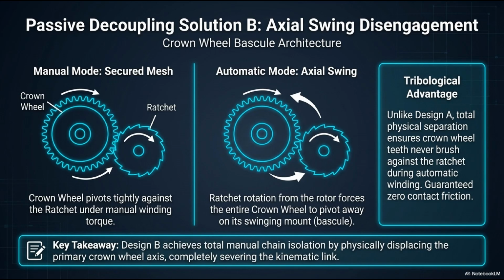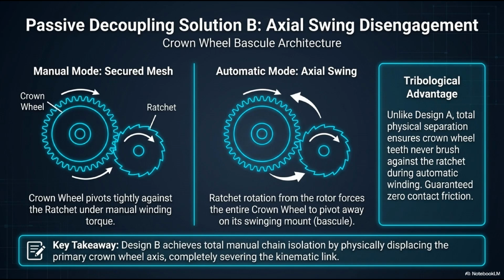Now look at the automatic mode on the right. The user lets go, and the rotor spins the ratchet. The rotation of the ratchet wheel from the rotor forces the teeth of the crown wheel backwards. This reverse pressure physically shoves the entire crown wheel to pivot away on its swinging mount, the bascule. It physically retreats from the ratchet. What is the tribological advantage here?